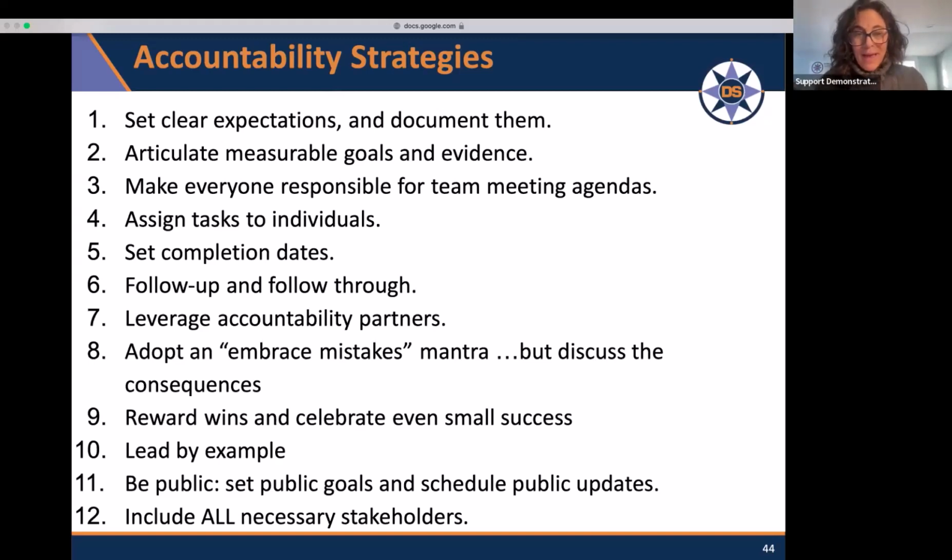I like this one, number 11, be public, set public goals and schedule public updates. So 4 times a year, commit to presenting to your whole staff about your change ideas and your progress around change so that it's public for your staff, it's public for your parents, it's public for your board. It holds you accountable to follow through. And always include all your stakeholders. Okay, so those are the 12 ideas. Maybe you have more. That was just 12. If anybody has more, Susan, if you have more, anything I didn't think of, you're good? Okay.